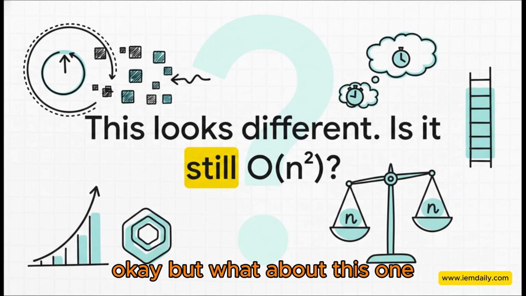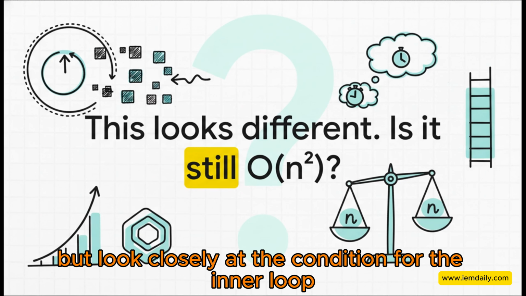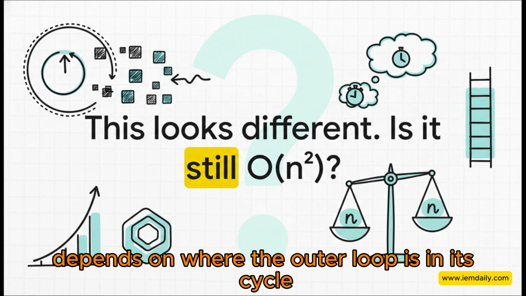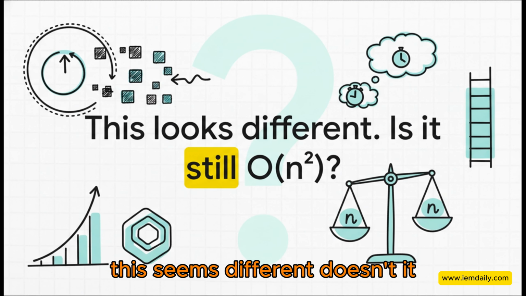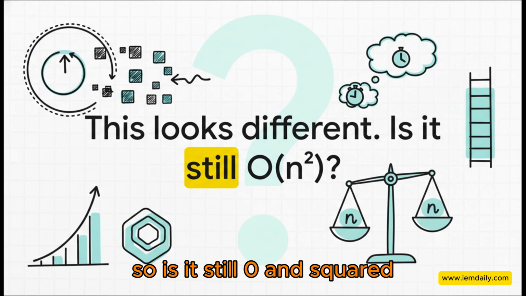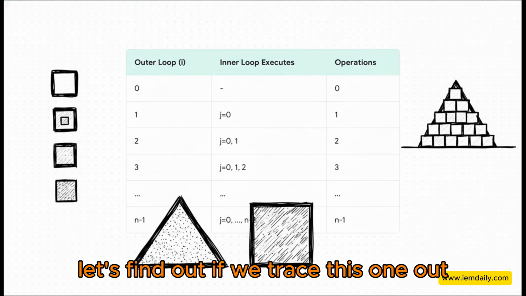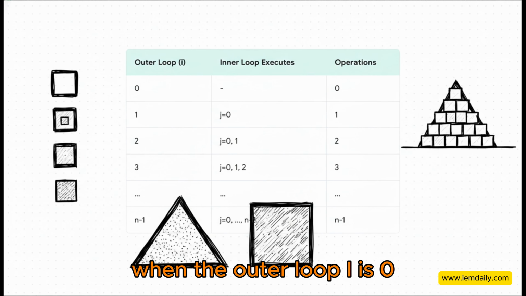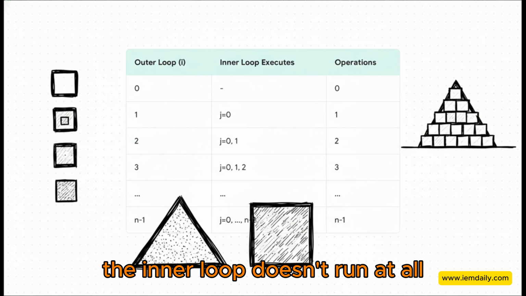Okay, but what about this one? It's a nested loop for sure, but look closely at the condition for the inner loop, j less than i. This means the number of times that inner loop runs actually depends on where the outer loop is in its cycle. This seems different, doesn't it? So is it still O of n squared? Let's find out. If we trace this one out, we can see a new pattern start to emerge. When the outer loop i is 0, the inner loop doesn't run at all.